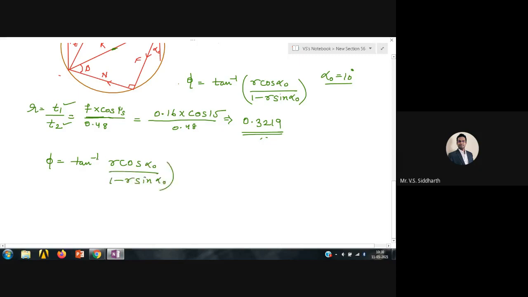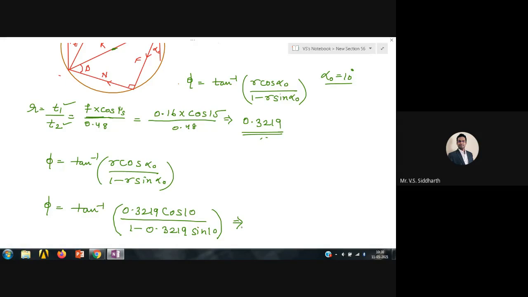Now, can you calculate phi, tan inverse of R cos alpha naught divided by 1 minus R sine alpha naught? Phi equals tan inverse, R is 0.3219, cos 10 divided by 1 minus 0.3219 sine 10. How much is phi? 18.56.